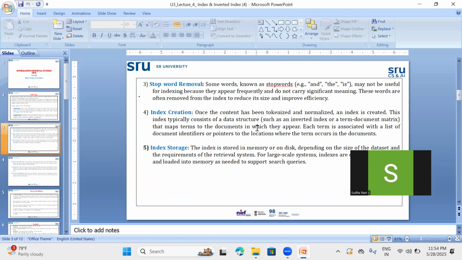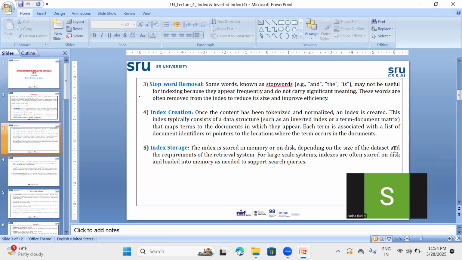Index creation. After stop word removal, the next step is index creation. Once the content has been tokenized and normalized, an index is created. This index typically consists of data structures such as an inverted index or a term-document matrix that maps terms to the documents in which they appear. Each term is associated with a list of document identifiers or pointers to the locations where the term occurs in the documents.